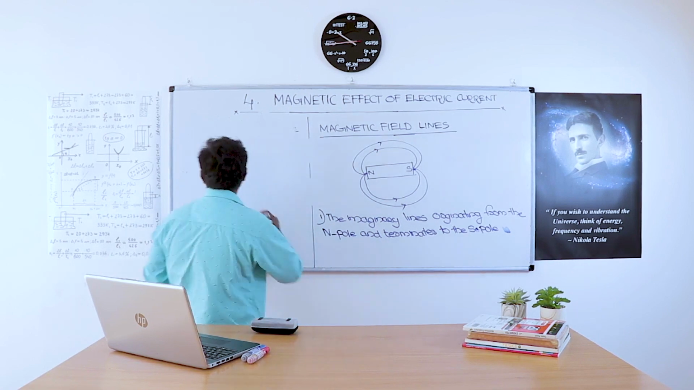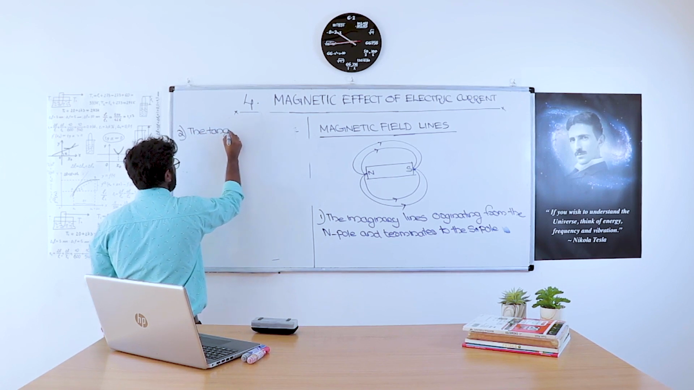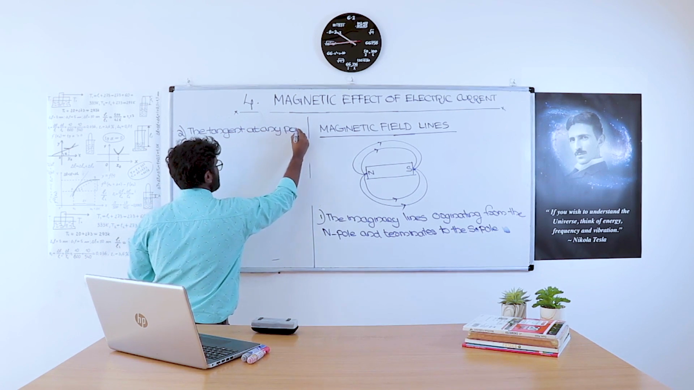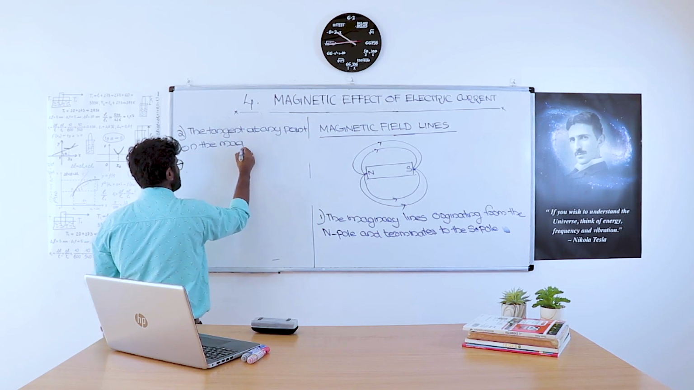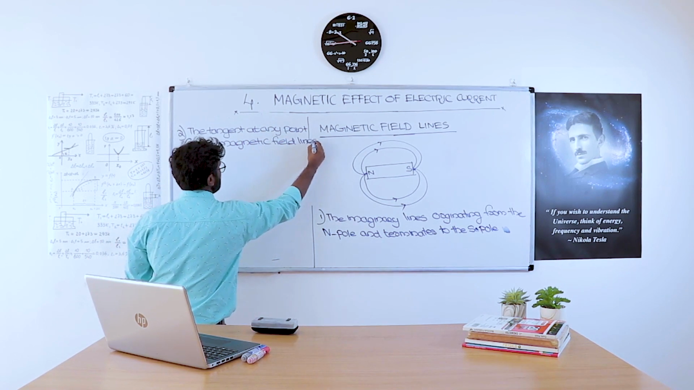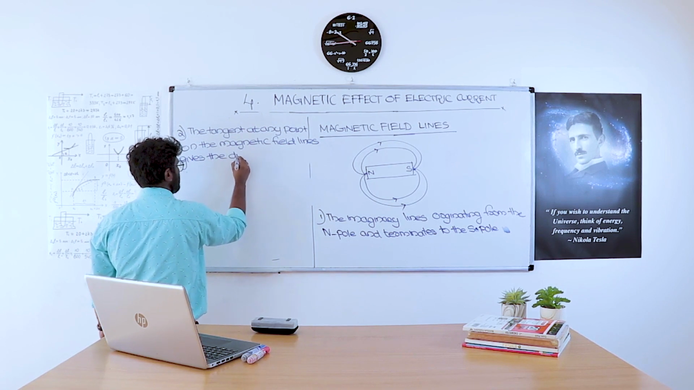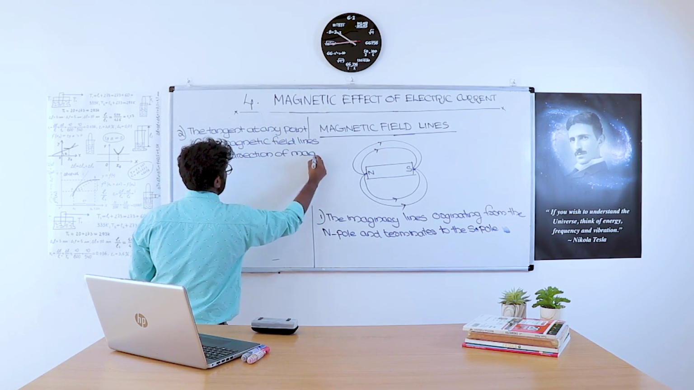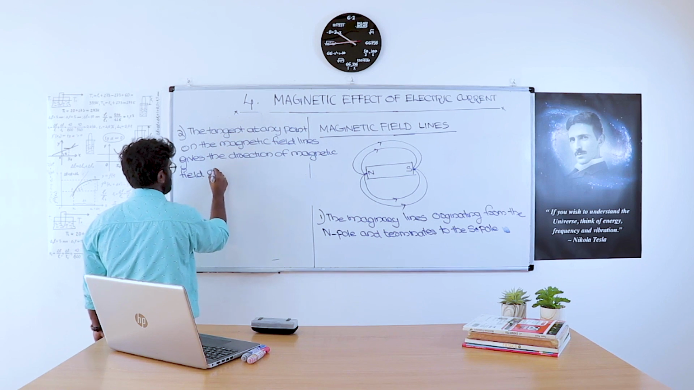The second thing is that the tangent at any point on the magnetic field line gives the direction of the magnetic field at that point.